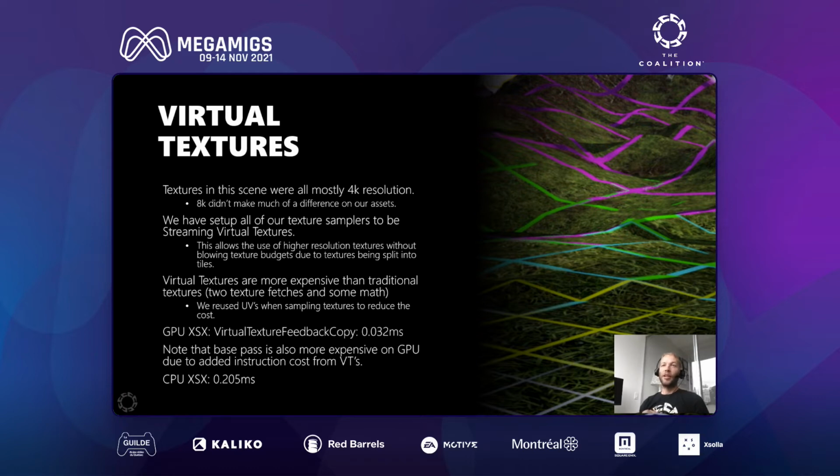We have set up all of our texture samplers to be streaming virtual textures. We do that now on all our textures. They're mainly 4K, no 8Ks at this time, although if your asset was large enough, I'm sure you'd find a reason to use it. They are more expensive, as I mentioned, because there's 2 texture fetches and some math. So it's important to reuse UVs when sampling textures to reduce the cost.